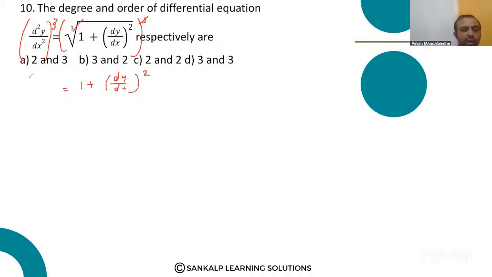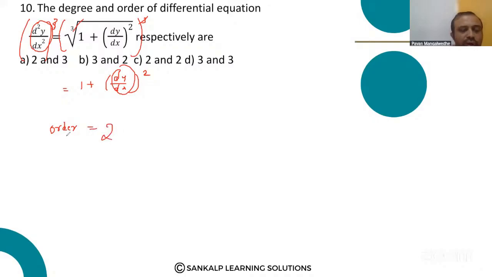Okay, so now it can be said that the order of a differential equation is the order of the highest derivative present over here. So in the simplified form, d square y by dx square has order 2, and dy by dx has order 1. So between these two, the highest order is 2. So hence you can write order is equal to 2.